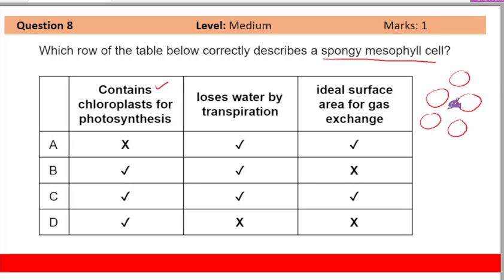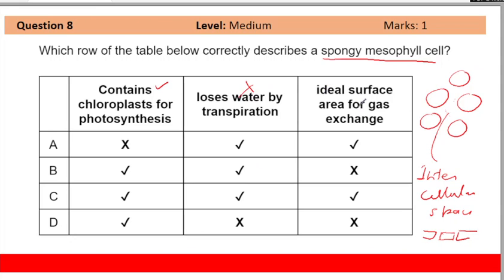So what is there here? This is the intercellular space. Here only exchange of gases will take place, right? Not in this. So, loses water by transpiration? Water is lost through stomata. Stomata are present in the lower epidermis, right? From there it is lost. So this is incorrect.